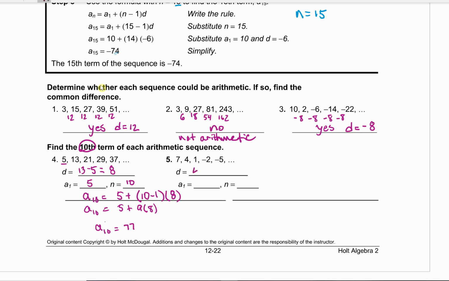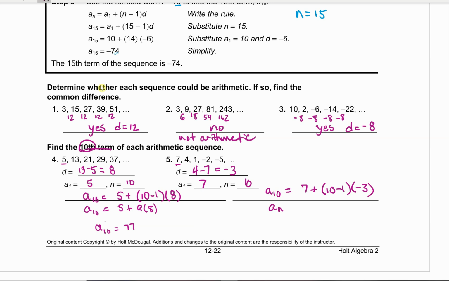Here, let's see, 4 minus 7 is negative 3. Sometimes your difference can be negative. My first term is 7. And I'm, again, looking for that 10th term. So I'm going to say a sub 10 equals 7 plus 10 minus 1 times negative 3. Now, the reason n is 10 is because they asked you for that 10th term. If they ask you for the 15th term, n is going to be 15. If they ask you for the 100th term, n is going to be 100. Just realize that that's going to change depending upon the problem.